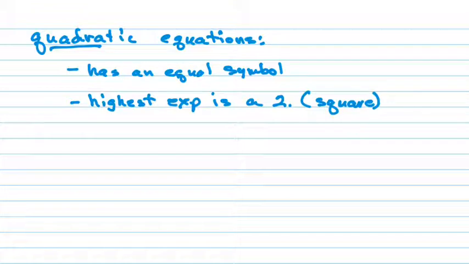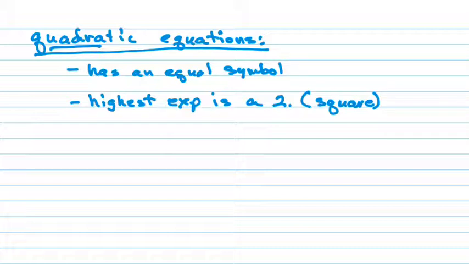So anytime you have a highest exponent as a 2 or a square, then you know you're working with what kind of equation? A quadratic equation. Okay? Always. If the highest exponent is a 2, then it is quadratic.